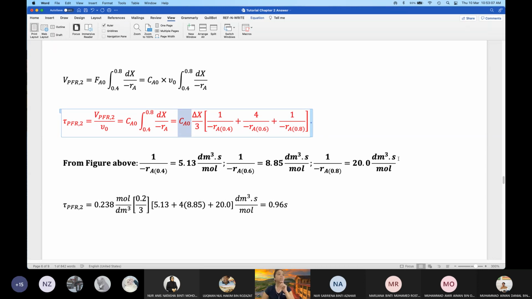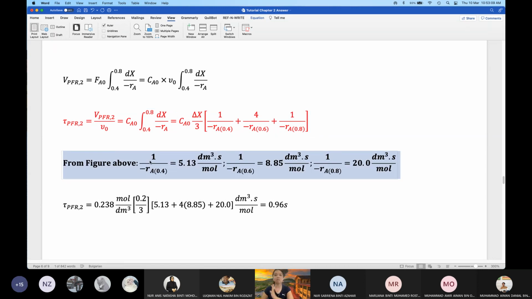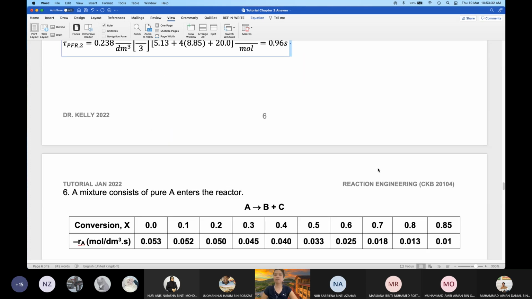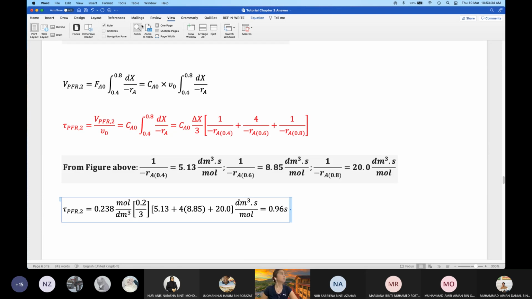So look from the plot, make sure again tengok betul-betul daripada plot, dia adalah 1 per minus RA. Kamu terus multiply directly the answer, okay? Don't forget, multiply correctly, you get the space time for the second reactor as 0.96 second. That's the space time for your second reactor for this PFR. Okay, so done for this question.